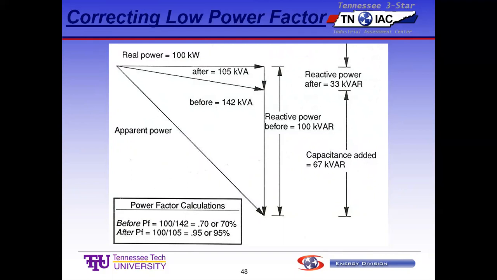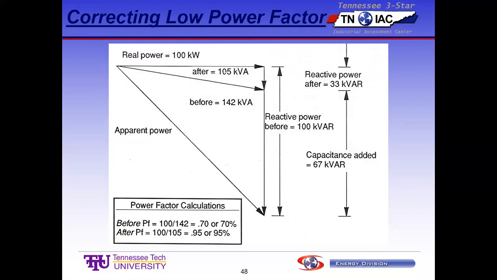So that's 95. Okay. So I want to calculate the amount of capacitance I have to add to change this power triangle into this power triangle. Well, the way I do that is I reduce this side in order to make this triangle produce a ratio of this side to the hypotenuse of 0.95.